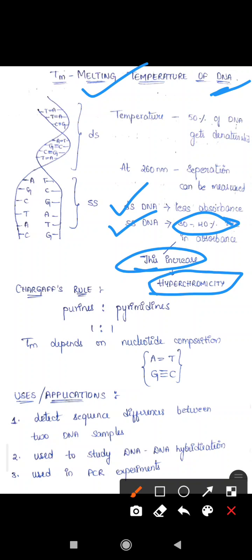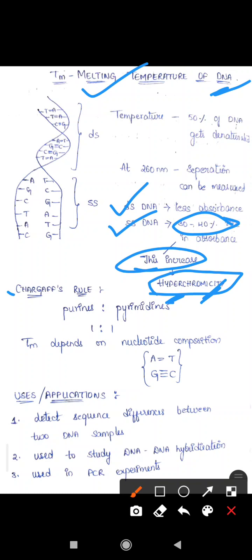Hyperchromicity means the maximum absorbance of color takes place here. The increase in the absorbance, about a 30 to 40% rise in absorbance that we see in the single stranded DNA, we call hyperchromicity.